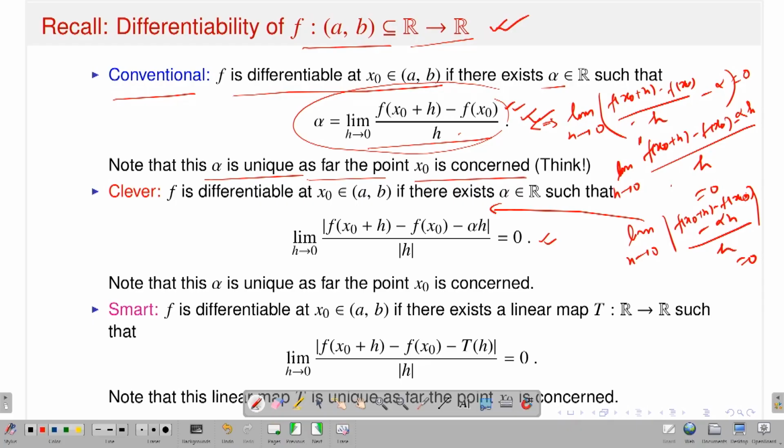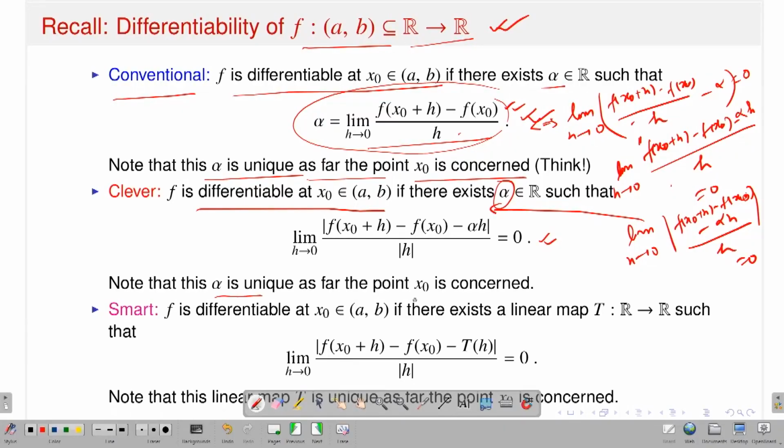So, I am saying that f is differentiable at x naught if there exists an alpha such that limit h approaches 0 of modulus of f of x naught plus h minus f of x naught minus alpha h, mod, divided by mod h is exactly equal to 0. That I can see, right. Earlier definitions you can convert to that. So, in that way I would like to see my definitions. Again here alpha is unique as far as my point x naught is constant.